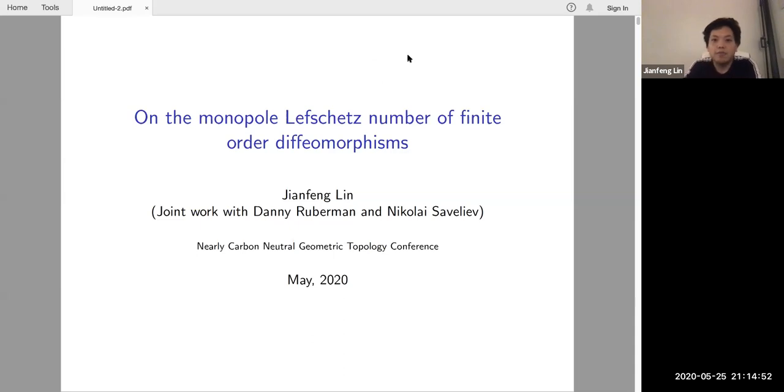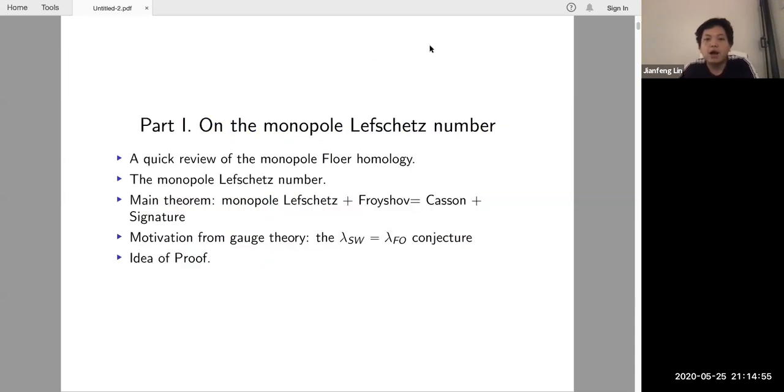In part one of the talk, I will mainly talk about the statement of the main result and some idea of proof, as well as some motivations. The applications to knot theory and the L-space conjecture will be included in the second part of the talk.